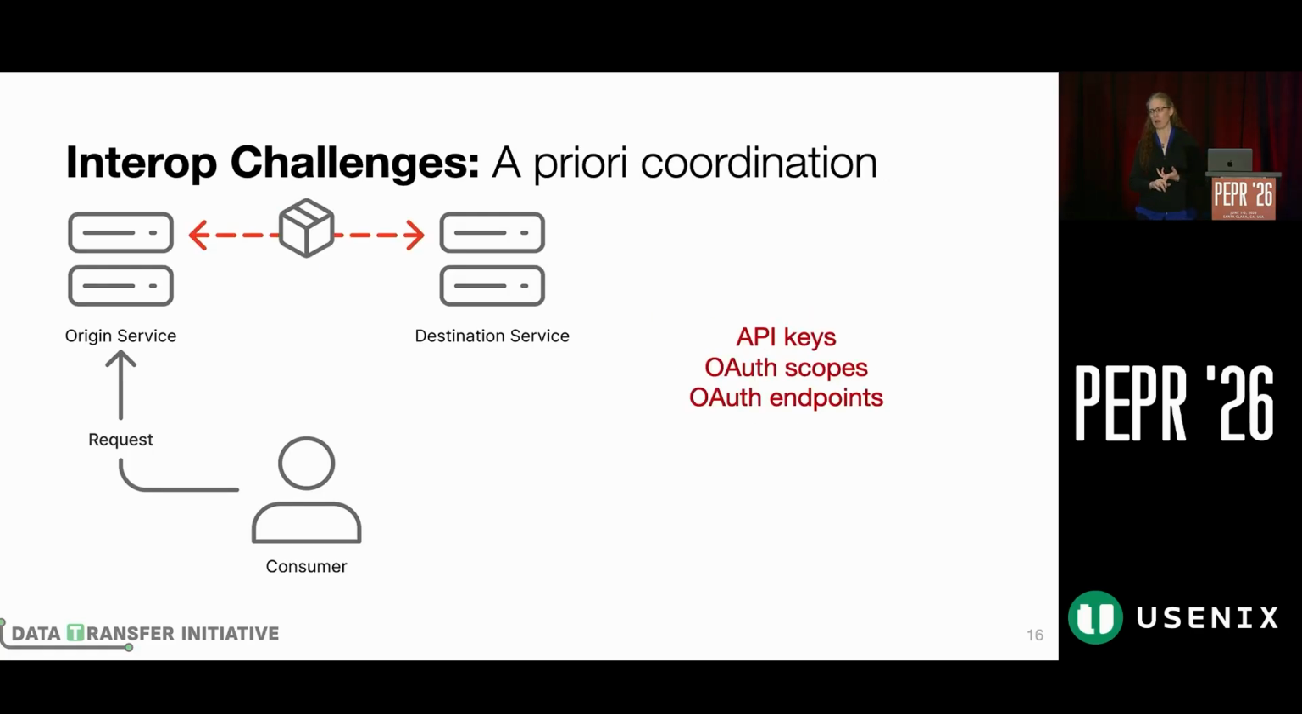We also have an a priori coordination problem where small services need to apply to every single other platform to get API keys and then maintain those API keys and rotate them and support different OAuth scopes and different OAuth endpoints for each service they connect to.